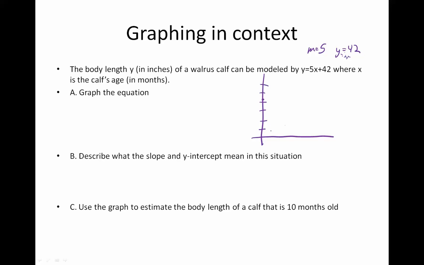So a slope of 5 then is going to say we need to go to the right 1 and up 5. Well, right 1 and up 5 is about that. Right 1, up 5. So we get a line that looks kind of like this.